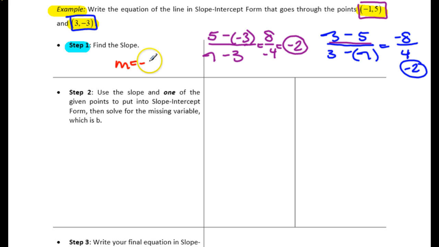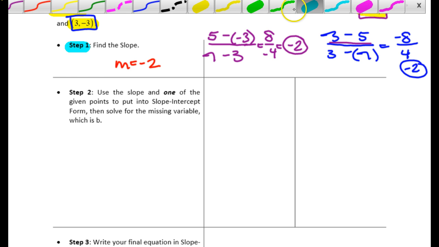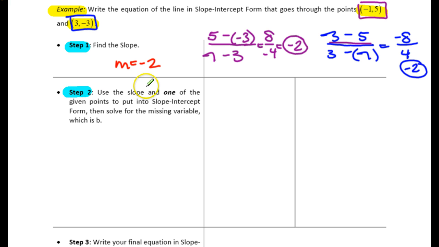The m is -2. So now this is where we're going to tie in the last video. Step 2 says use the slope, which we just found, and one of the given points to put into slope-intercept form.